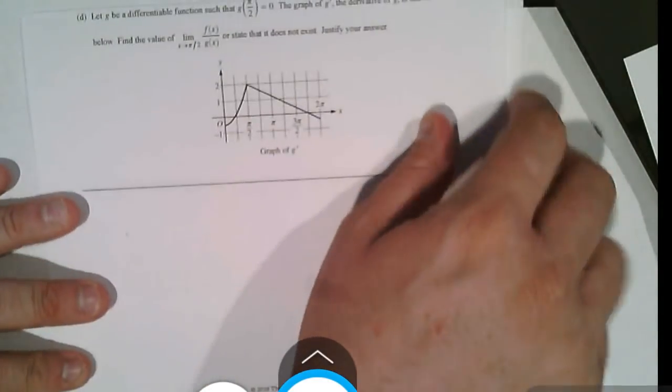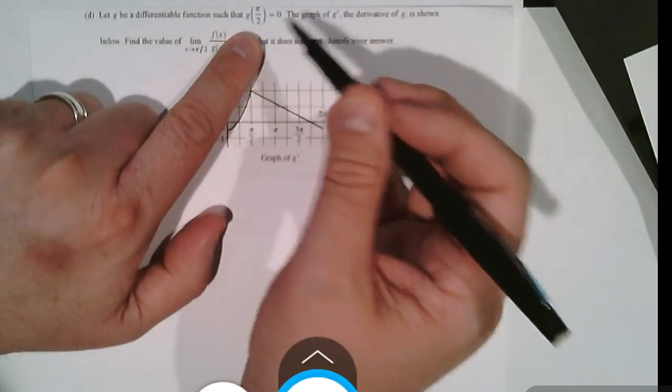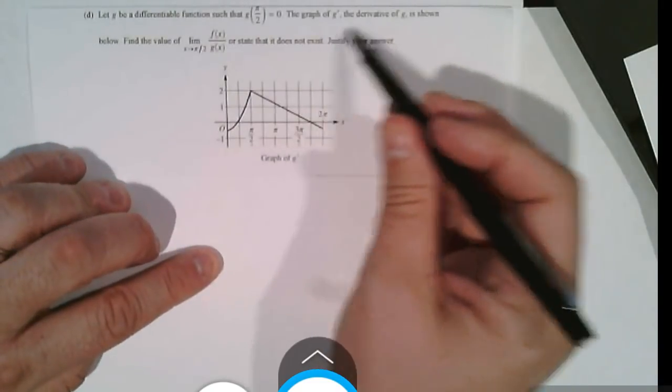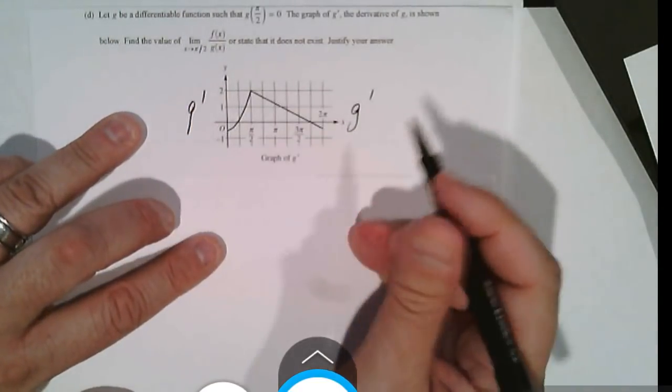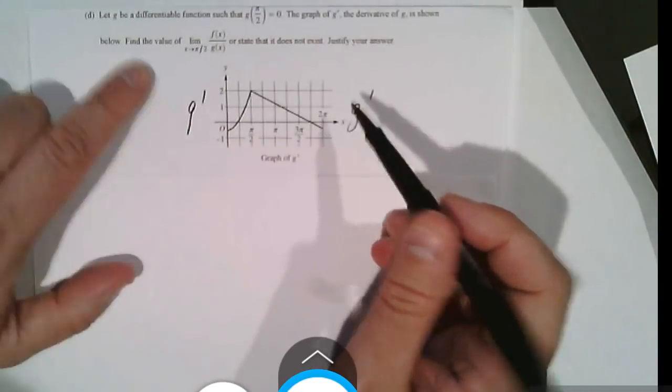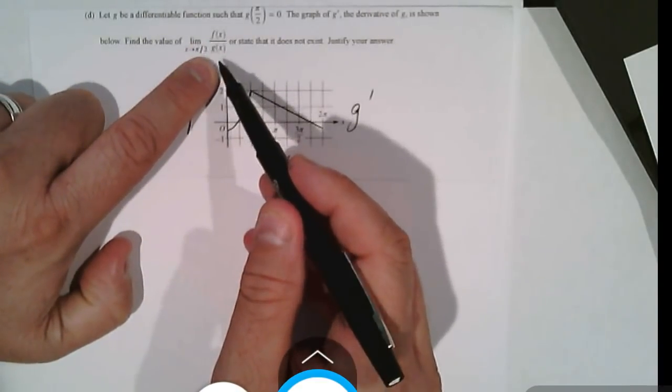In part D, they introduce us to a new function. Sorry, I need to arrange my paper a little bit here. They introduce us to a new function, g, which is differentiable, and it satisfies the condition that g of pi over 2 equals 0. Okay? The graph of g prime, the derivative of g, is shown below. All right, you know me. G prime, let's make it super clear. This is g prime. Find the value of the limit as x approaches pi over 2 of f of x over g of x, or state that the limit doesn't exist.